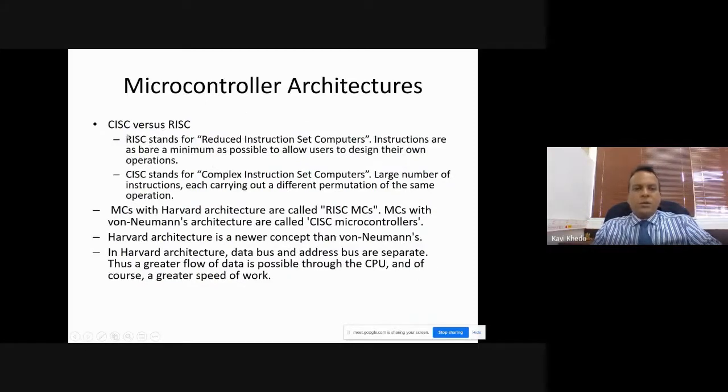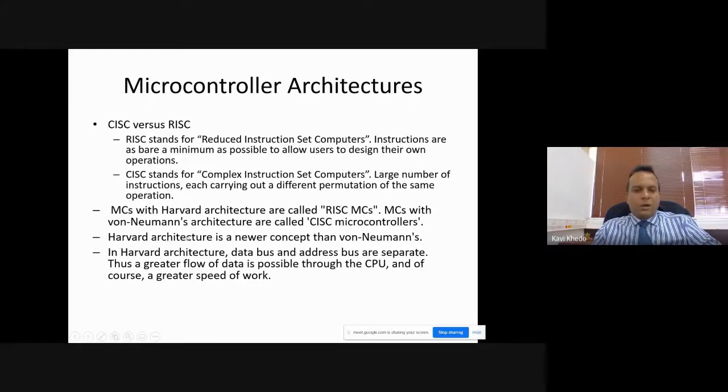So this leads us to what is RISC and CISC. RISC stands for Reduced Instruction Set Computers. So instructions are as bare a minimum as possible to allow users to design their own operation, whereas CISC stands for Complex Instruction Set Computers. So a large number of instructions, each carrying out a different permutation of the same operation. Normally, microcontrollers with Harvard architecture are called RISC MCs, and MCs with von Neumann architecture are called CISC microcontrollers.